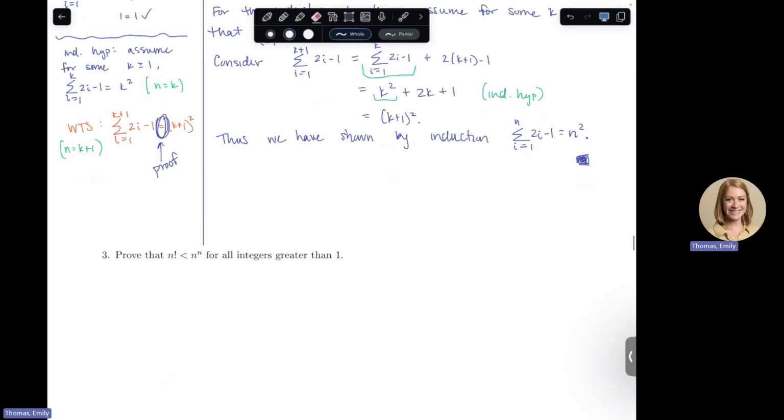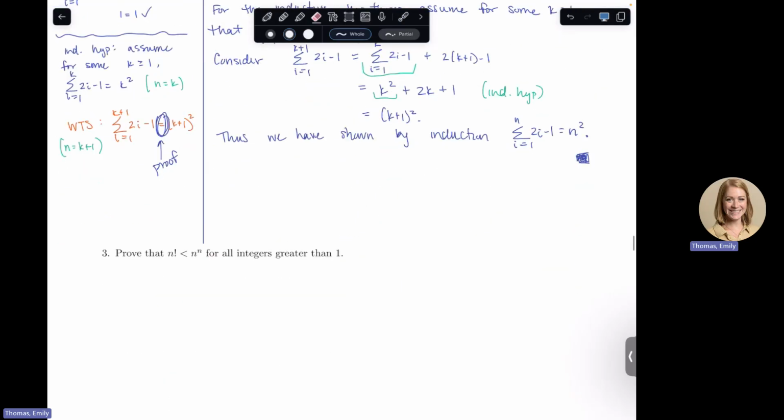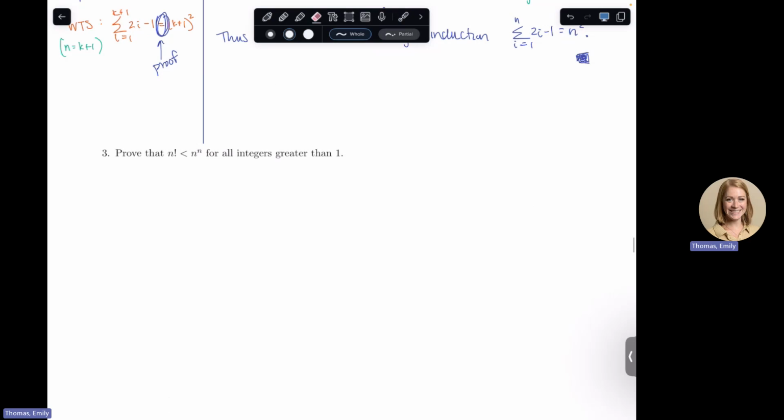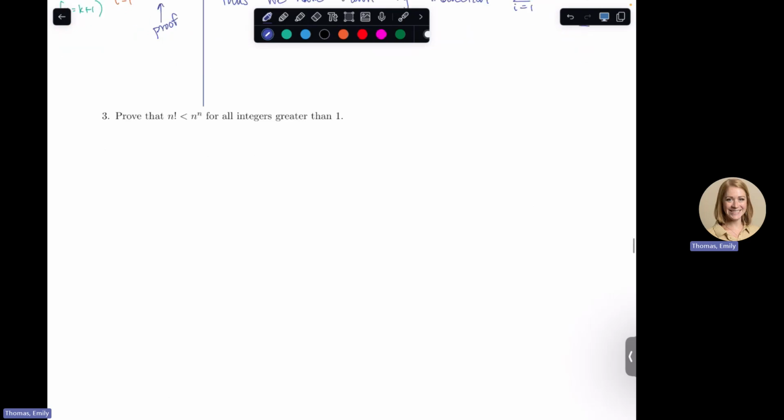Okay, so we've done it for summation things. You can also use induction to do stuff like this, to prove that past a certain number, this is true all the time. So that n factorial is less than n to the n for all integers greater than 1. This is helpful when you're trying to show if a series converges or not or something like that, to know that this thing's always smaller than this. Right? Just helping you out a little bit, Cal 2 people. So we are going to do this as well with induction.